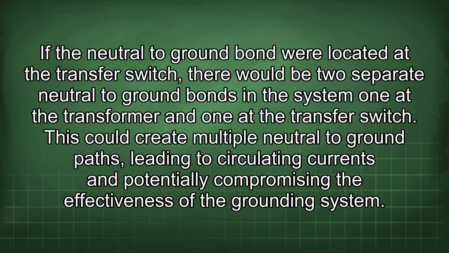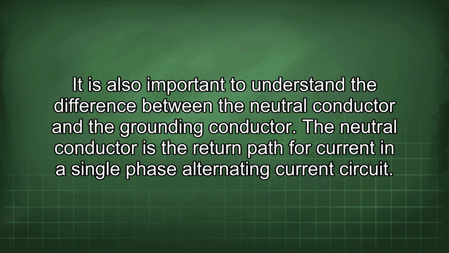If the neutral to ground bond were located at the transfer switch, there would be two separate neutral to ground bonds in the system, one at the transformer and one at the transfer switch. This could create multiple neutral to ground paths, leading to circulating currents and potentially compromising the effectiveness of the grounding system. It is also important to understand the difference between the neutral conductor and the grounding conductor.